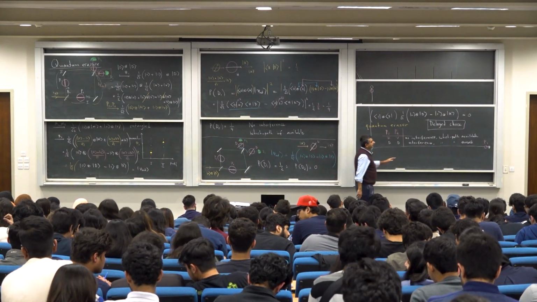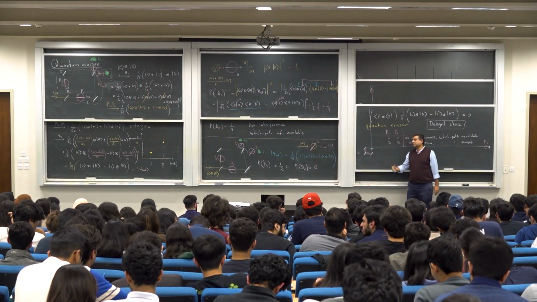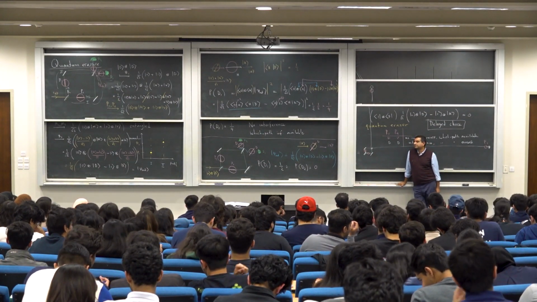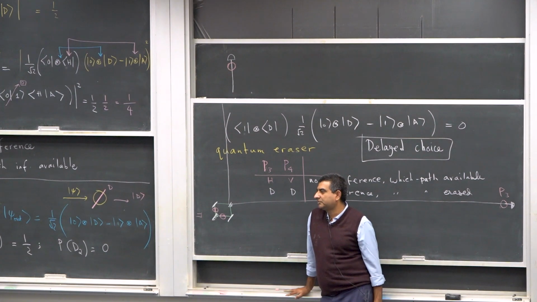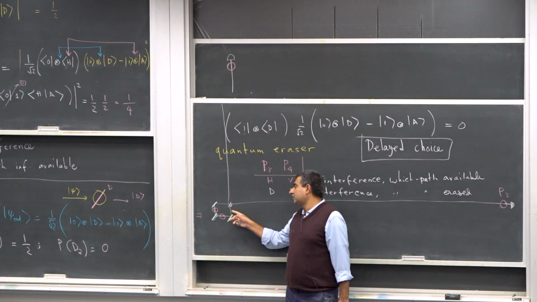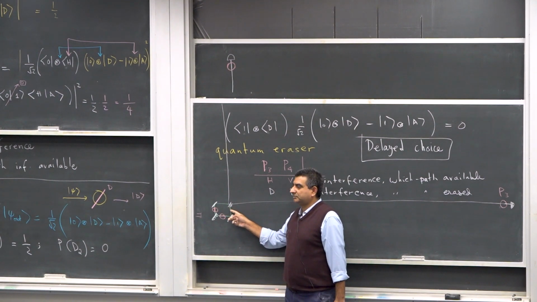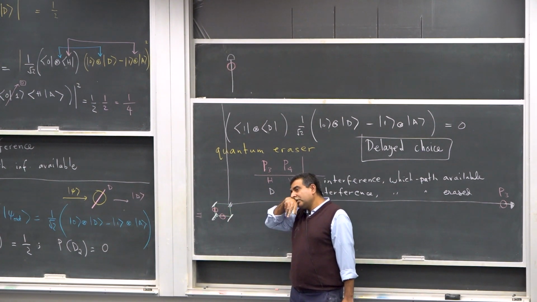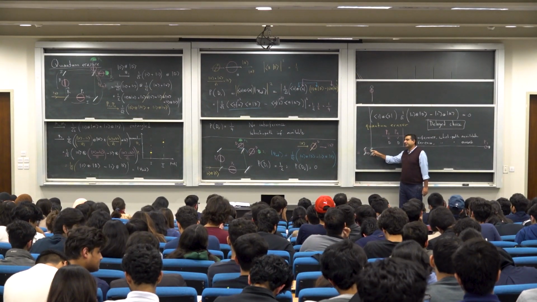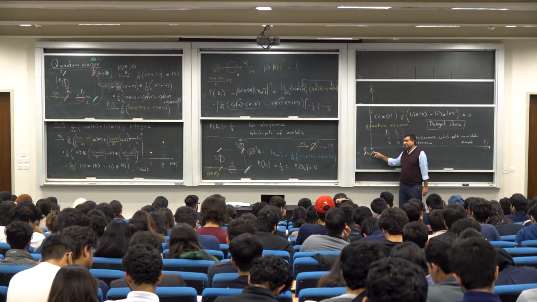So interference, why is this special? Interference can only take place inside the interferometer. Isn't it so? Because only here is the possibility for interference to take place. Now you are determining whether interference takes place or not taking place.